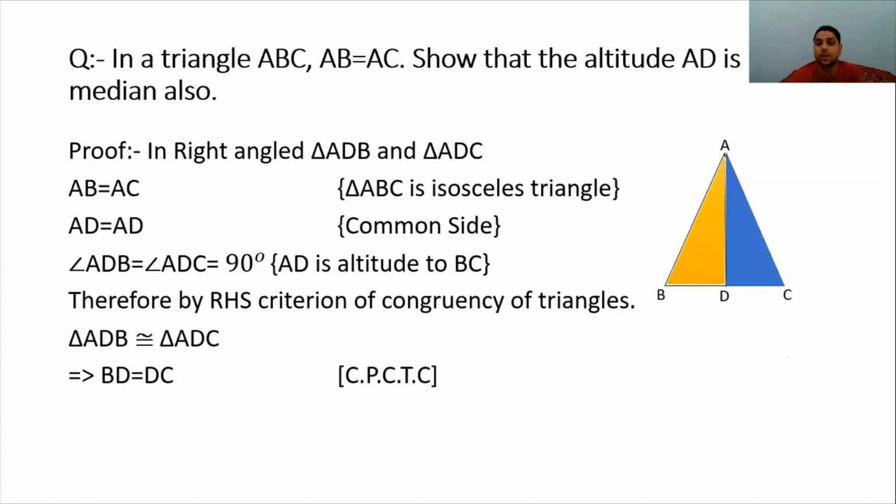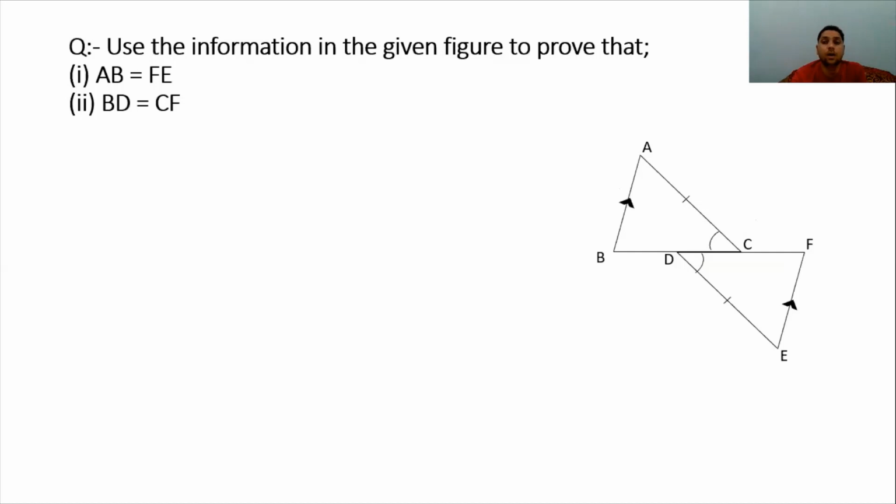BD is equal to DC, and when BD is equal to DC, that means D is a midpoint of BC, and we have drawn an altitude from vertex A. So D is a median. AD is median here.